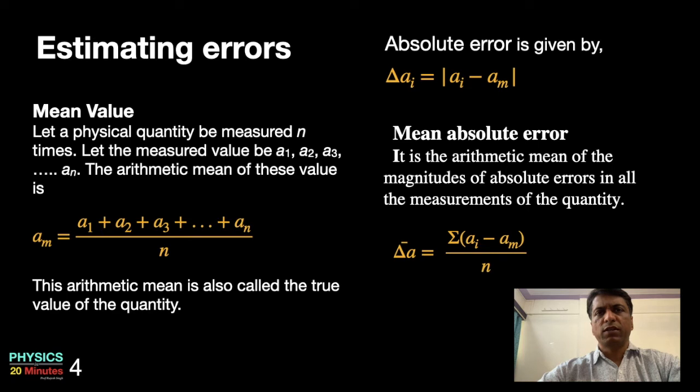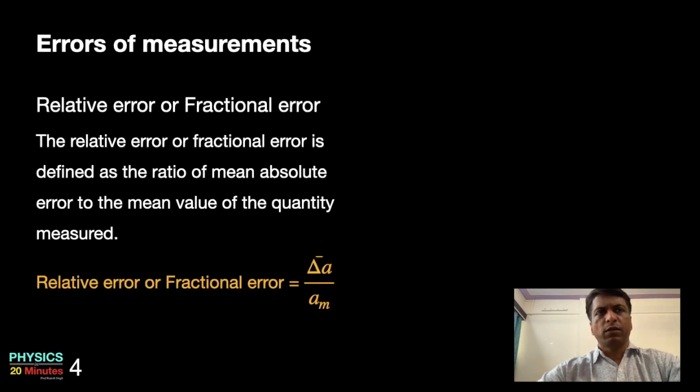Mean absolute error is the arithmetic mean of the magnitudes of absolute errors in all the measurements of the quantity. So we have calculated a number of absolute errors for each measurement. We sum all the absolute errors and divide by the total number of observations to get the mean absolute error.